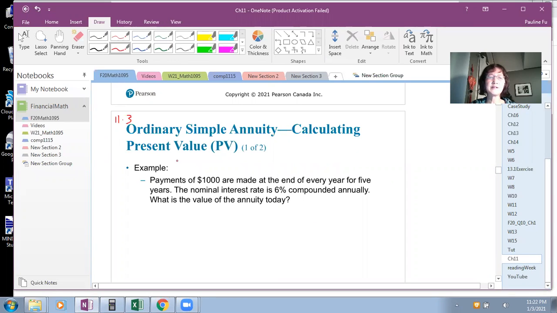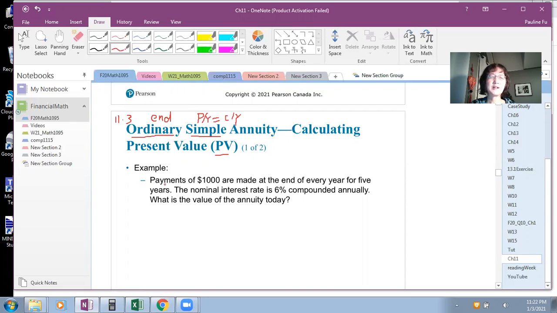So let's look at the present value of ordinary general annuities. Recall that ordinary means payment is made at the end of the payment period. Simple means the number of payments per year, PY, is equal to the number of interest conversion periods per year, CY. So this lecture will compute the present value of an ordinary simple annuity.